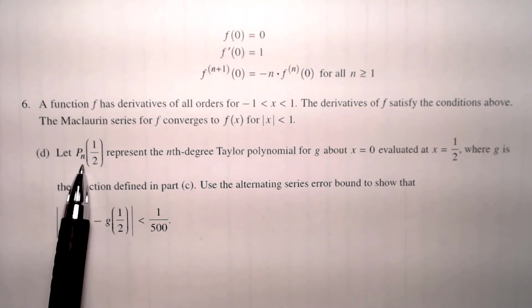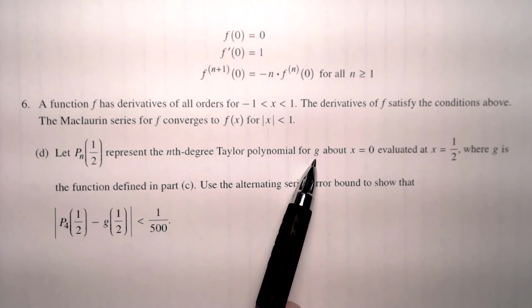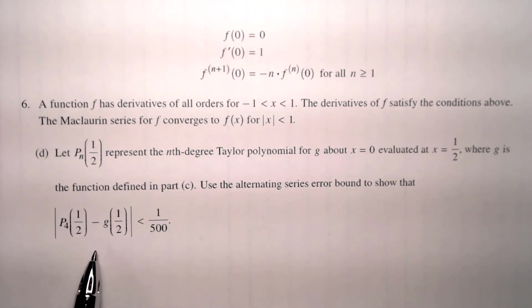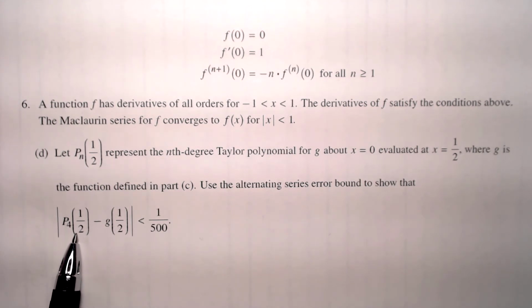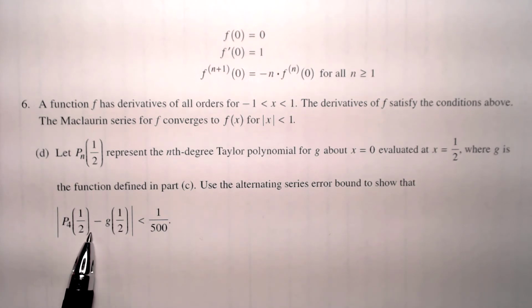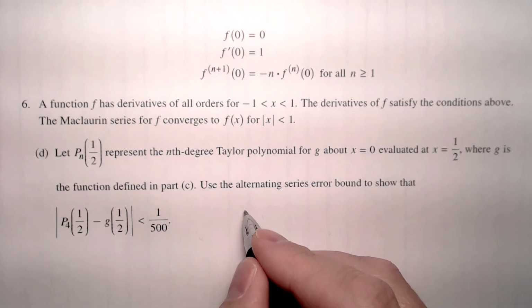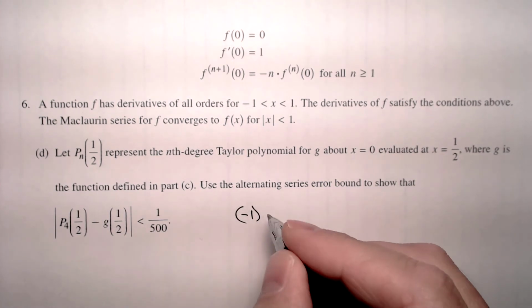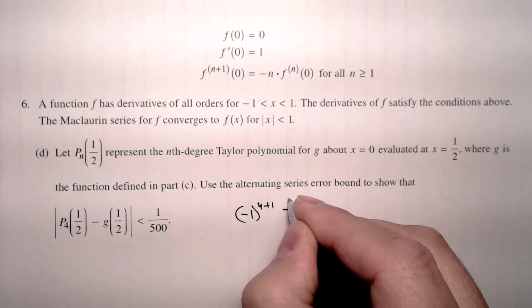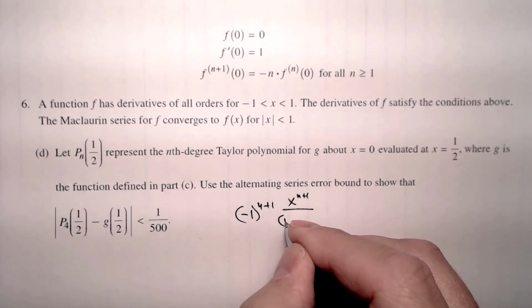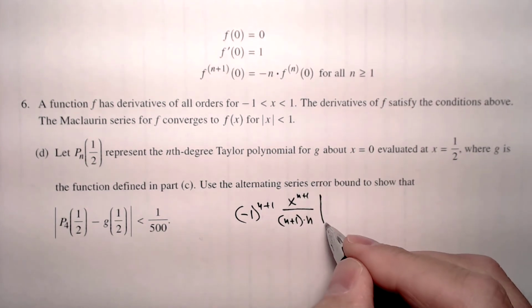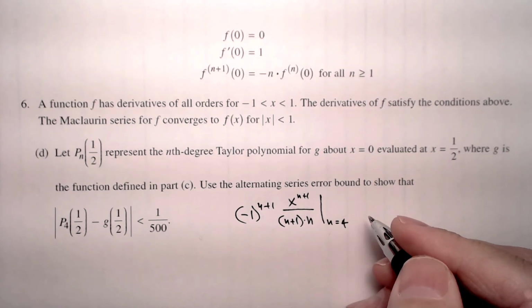Here we are given that P sub n represents the nth degree Taylor polynomial of the function g that we just defined in part C. We need to prove that the approximation using the first four terms approximates the function with a precision less than 1 over 500. For an alternating series, the error can be bounded by the first unused term. The first unused term here is negative 1 to the power n plus 1 times x to the power n plus 1 over n plus 1 times n. So we need to plug in n equal to 4 and x equal to 1/2.